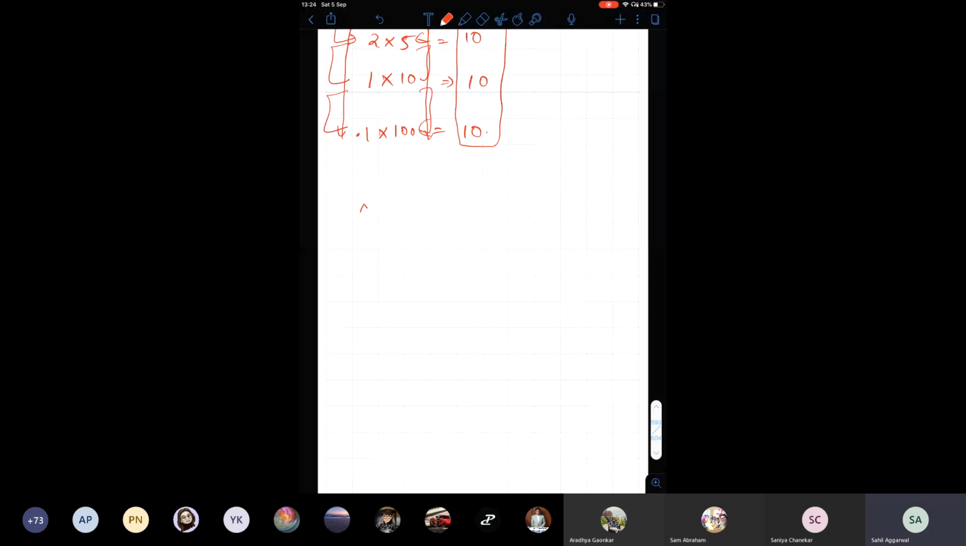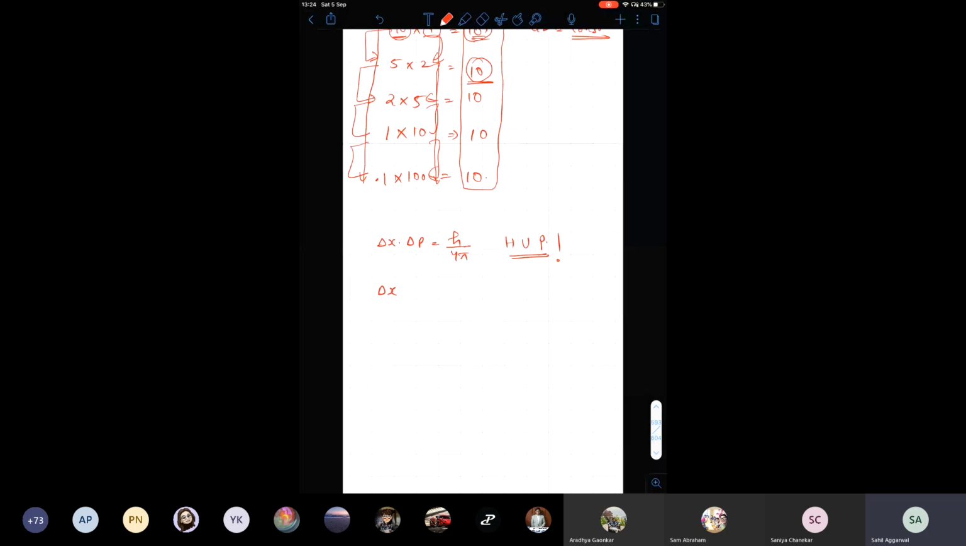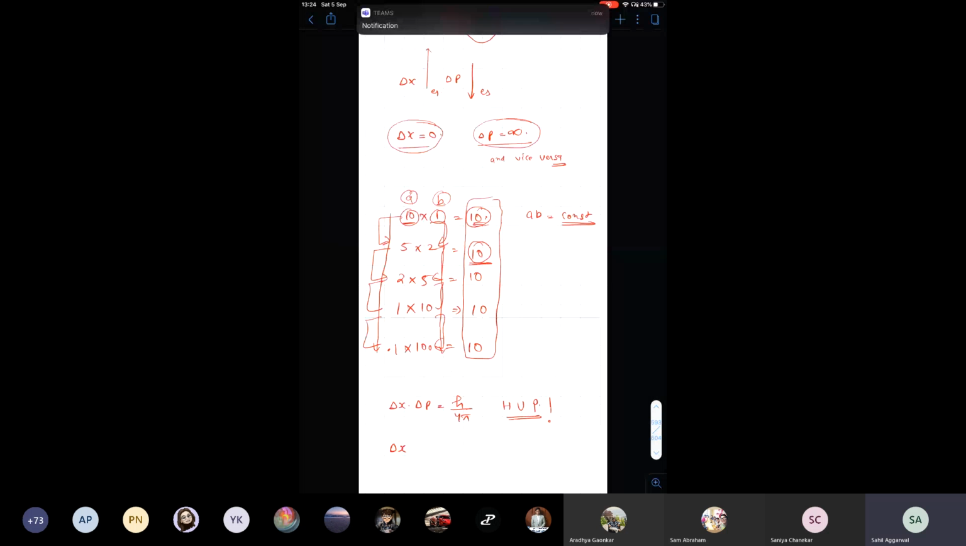So delta x dot delta p is equal to h upon 4 pi. This is the Heisenberg uncertainty principle. It can also be written as... ये मैथ्स कॉपी नहीं करना है. Delta x cannot be 0.